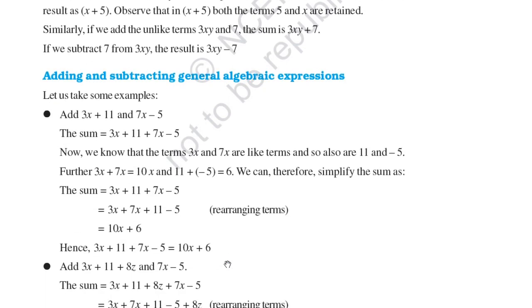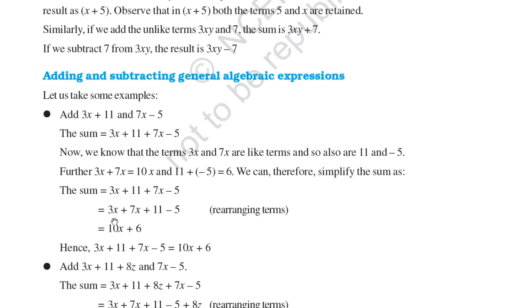Add 3x plus 11 and 7x minus 5. The sum is 3x plus 11 plus 7x minus 5. Now we know that the terms 3x and 7x are like terms, and so are 11 and minus 5. Thus 3x plus 7x is equal to 10x, and 11 plus minus 5 is equal to 6. So we can simplify the sum as 3x plus 11 plus 7x minus 5.